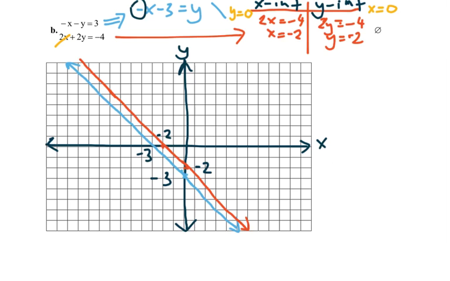And so what we see here is we have some parallel lines. And so remember the intersection is the solution set. And so if there is no intersection, it's the empty set.